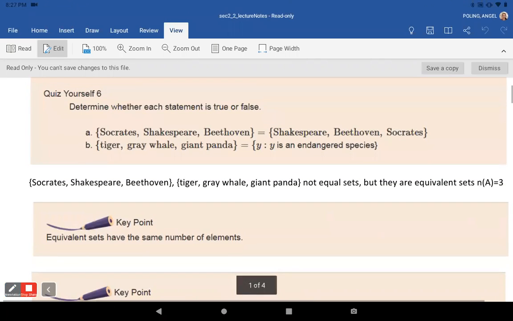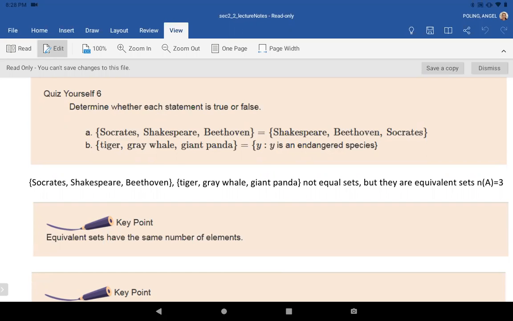For equivalent sets, we're asking if the sets have the same number of elements. So Socrates, Shakespeare, Beethoven has 3 elements. Tiger, gray whale, and giant panda also has 3 elements. They're not equal sets because Socrates is not in the list of tigers, gray whales, and giant pandas. So they're not equal sets.